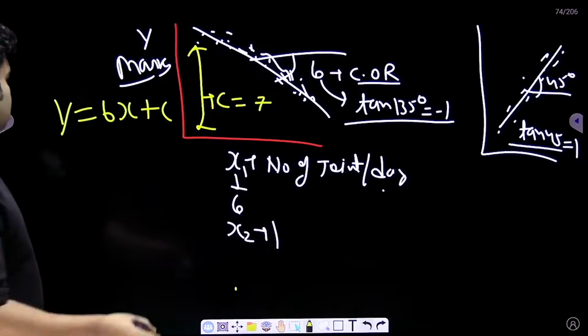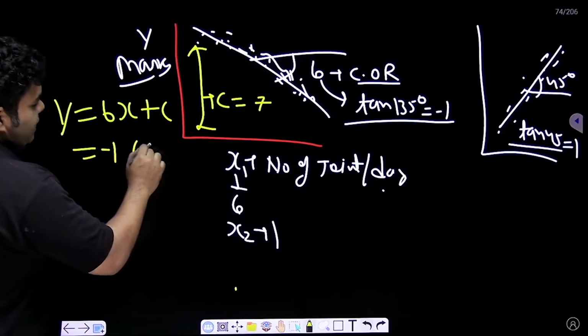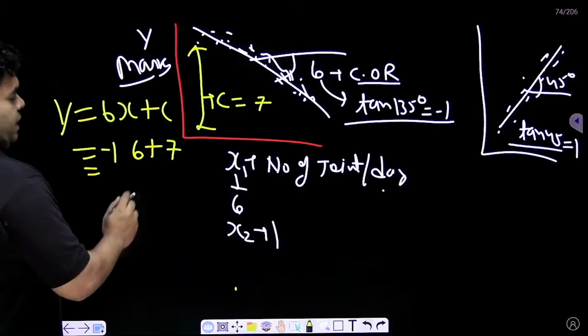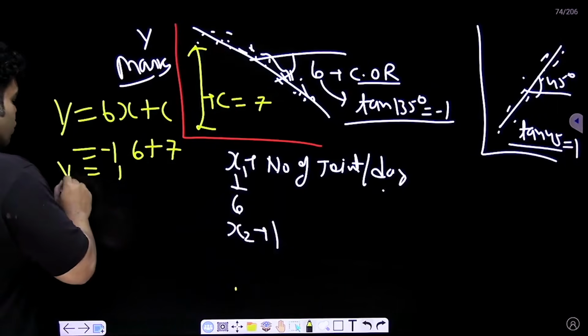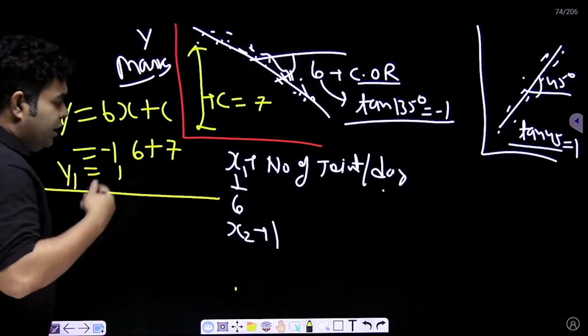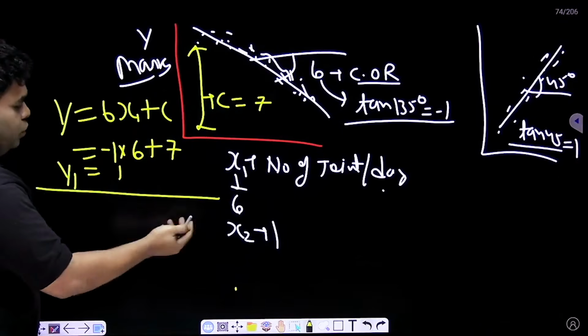So right now, the value of b is minus 1. The number of joints your friend is smoking is 6, and c is 7. It will come minus 6 into 7, 1. Right now, your friend is getting 1 mark out of 10, or just 10% marks. What are you telling your friend? That decrease this x from 6 to 1.